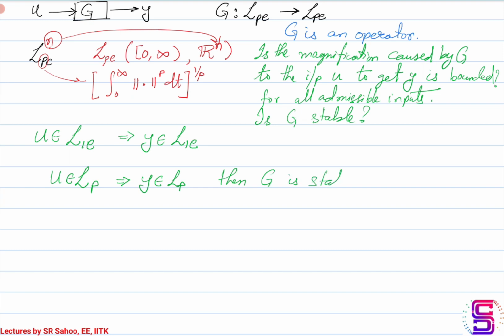G is a stable system. This is when we call G stable. It's not that if it maps inputs from the LP extended space and gives you output in the LP extended space, that is not when we call it stable. We call it stable when G is actually mapping inputs from the LP space and gives you an output in the LP space.